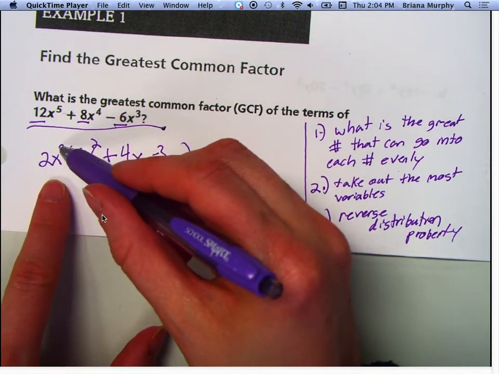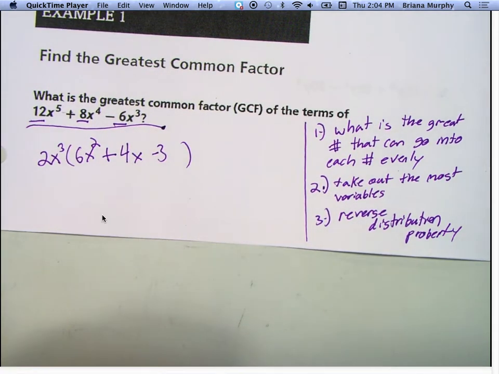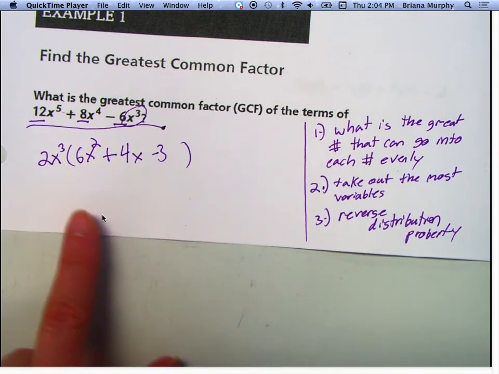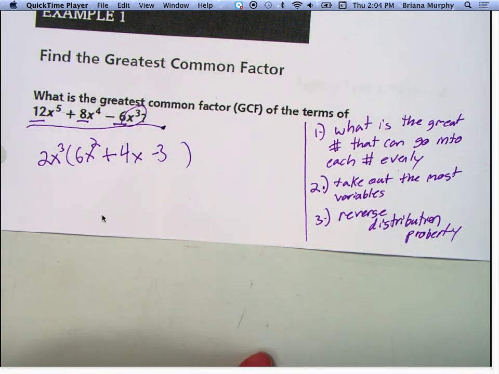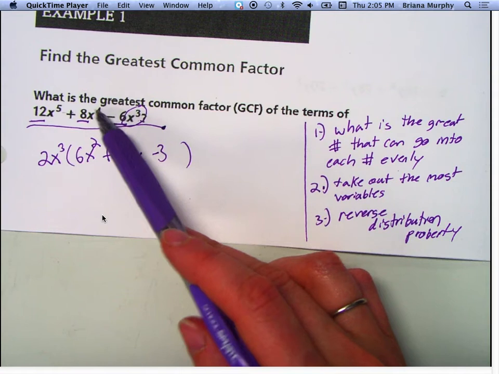2x to the 3rd times what gives me 12x to the 5th? Okay, 6x squared. So you're just saying, hold on, Alexis, where do you get x to the 3rd from? Well, I know that the biggest one I can take out is x to the 3rd. It is the smallest one, but I have to take out the biggest, smallest one, if that makes sense. Because I could take out one x from each of them, but then I would have x squared left over, and I would have x to the 3rd, and I would have x to the 4th.